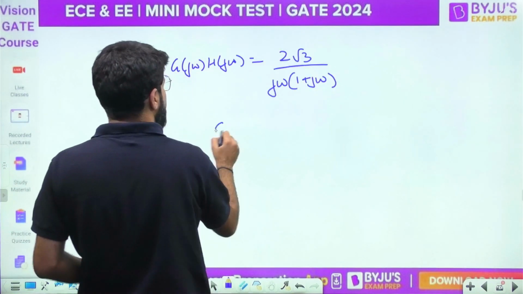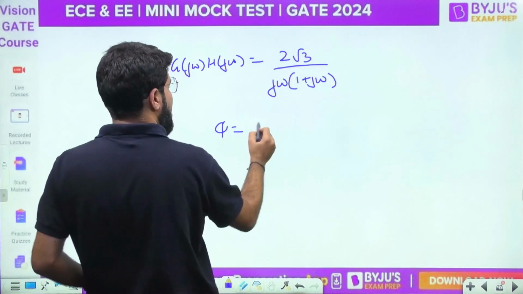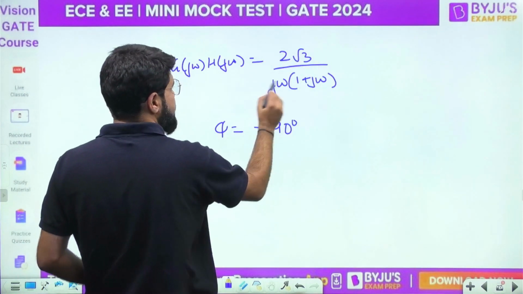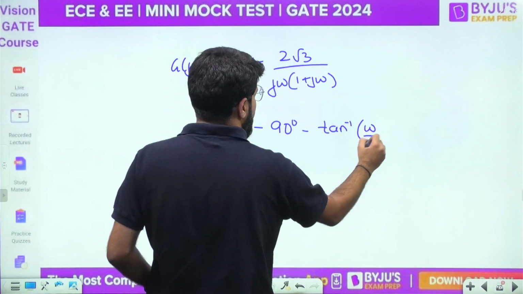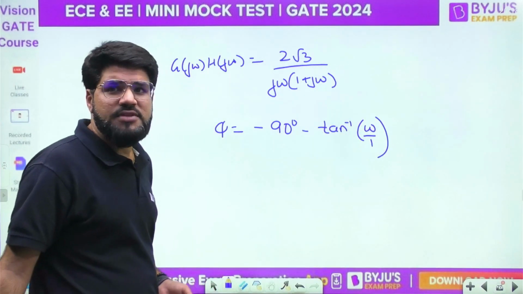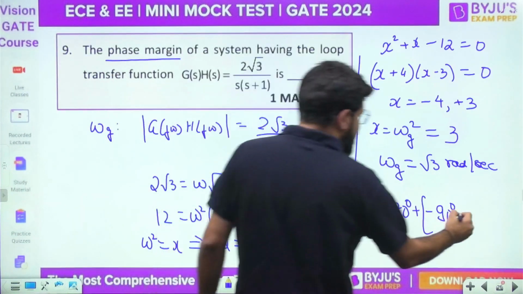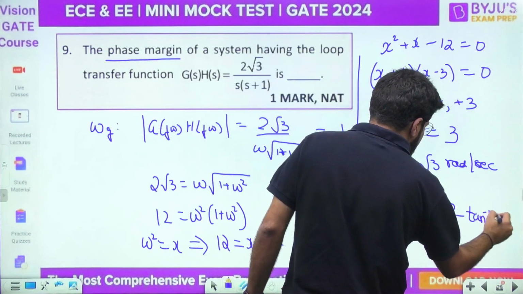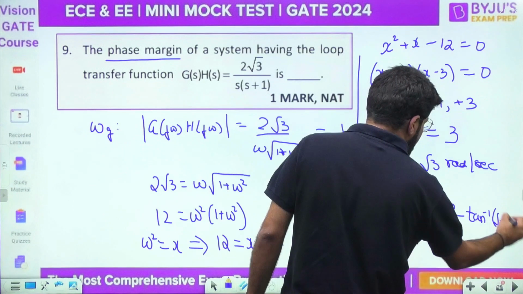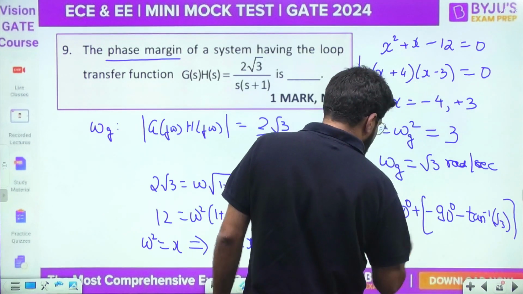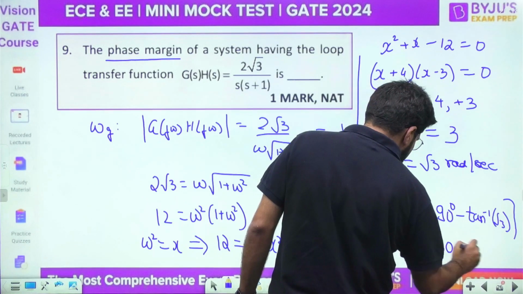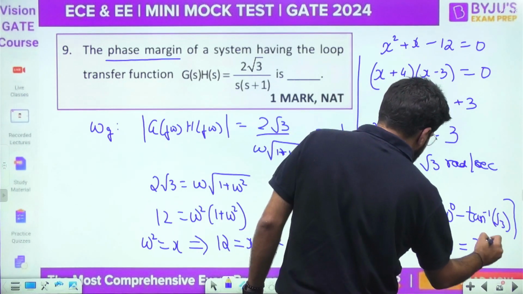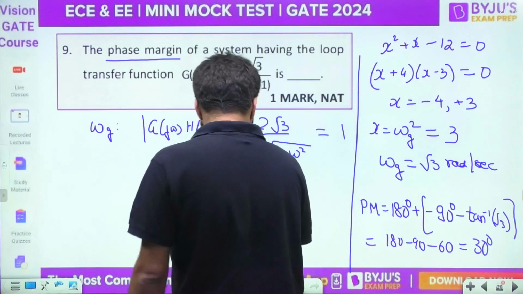Okay, and what is the phase function? Numerator the positive real number. Denominator you always write down minus. Pure imaginary 90 degree. Again minus tan inverse omega by 1. Okay, tan inverse y by x for a complex number. Okay, so minus 90 minus tan inverse omega, and omega is root 3. Okay, so calculator is not needed. It is 180 minus 90 minus tan inverse root 3. You should know 60. So 90 minus 60, 30 degree. Okay, the phase margin of the system is 30 degrees.